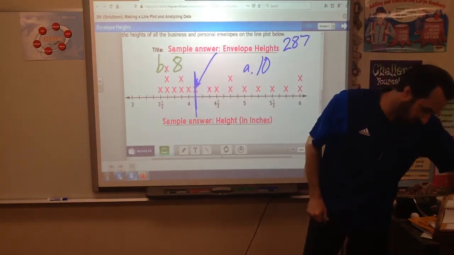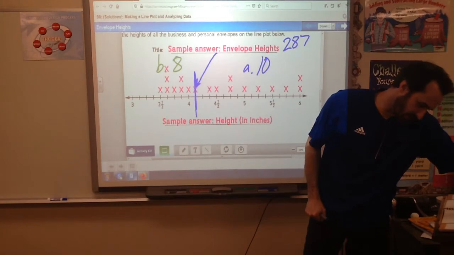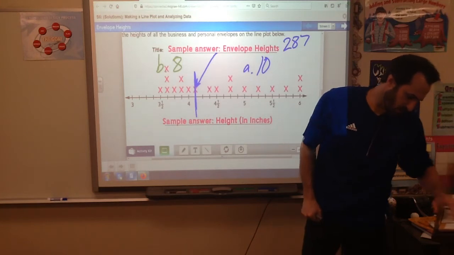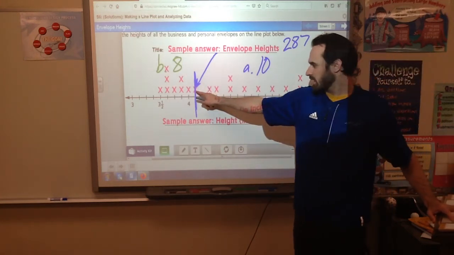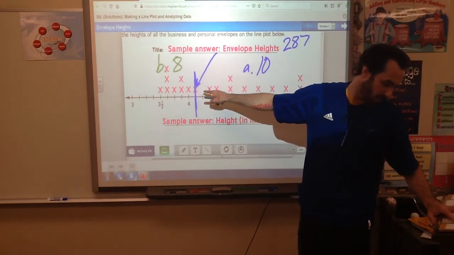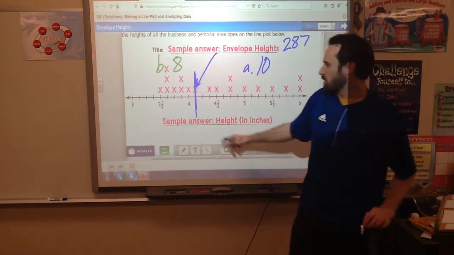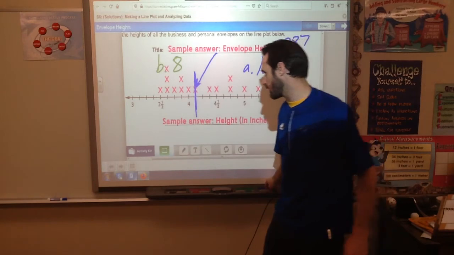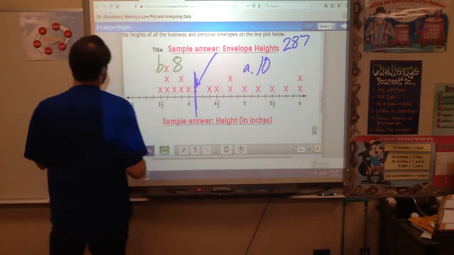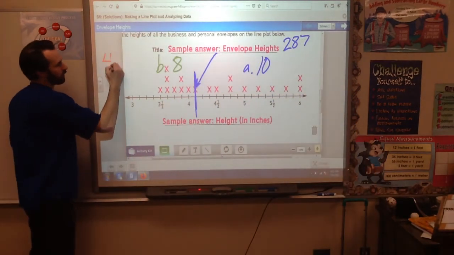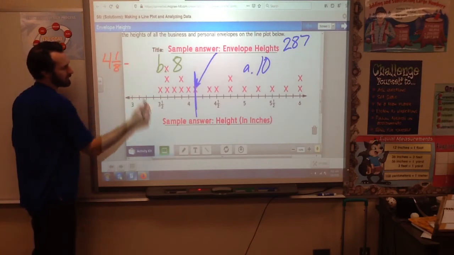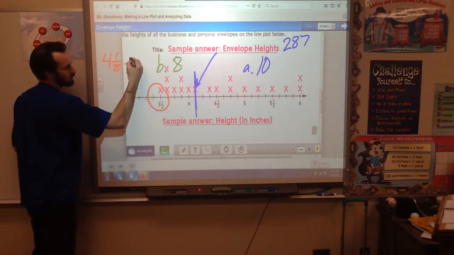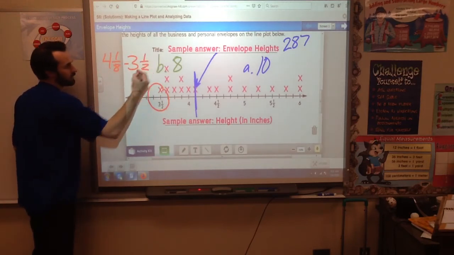Letter C says, how much larger is the height of the number 10 envelope than the smallest one sold? So on this one, the number 10 is the 4 1/8. This one is 3 1/2. So we need to do some subtracting there. 4 1/8 minus 3 1/2.